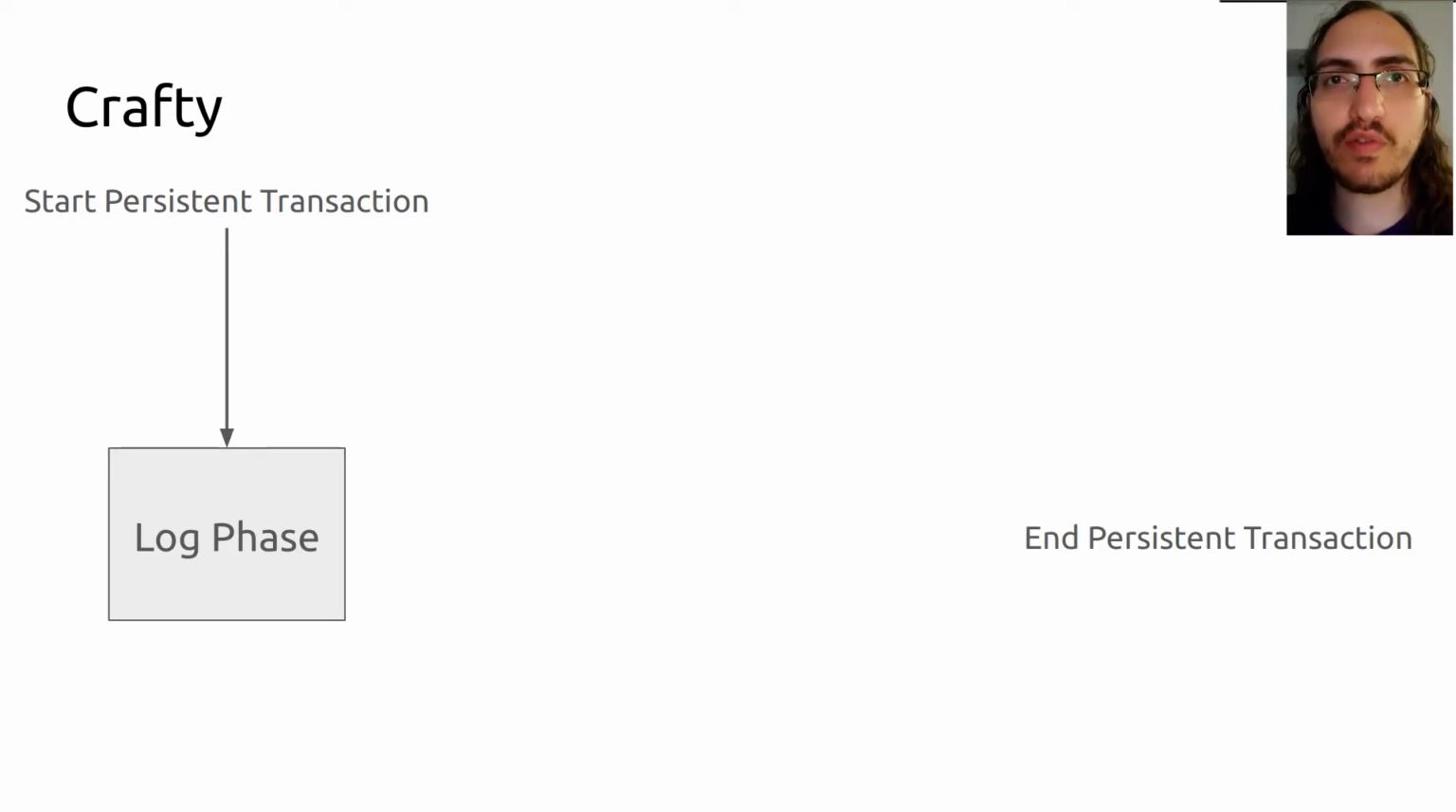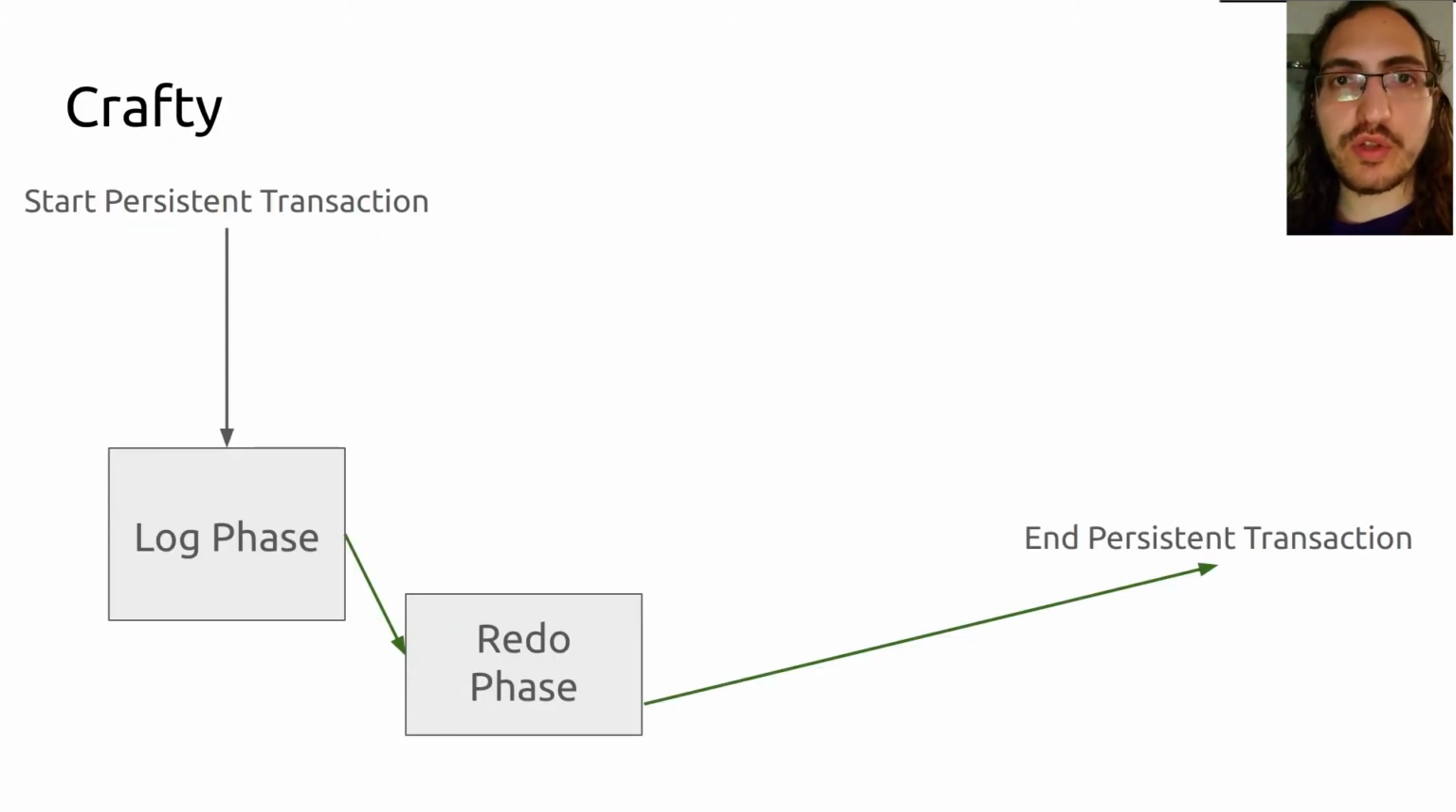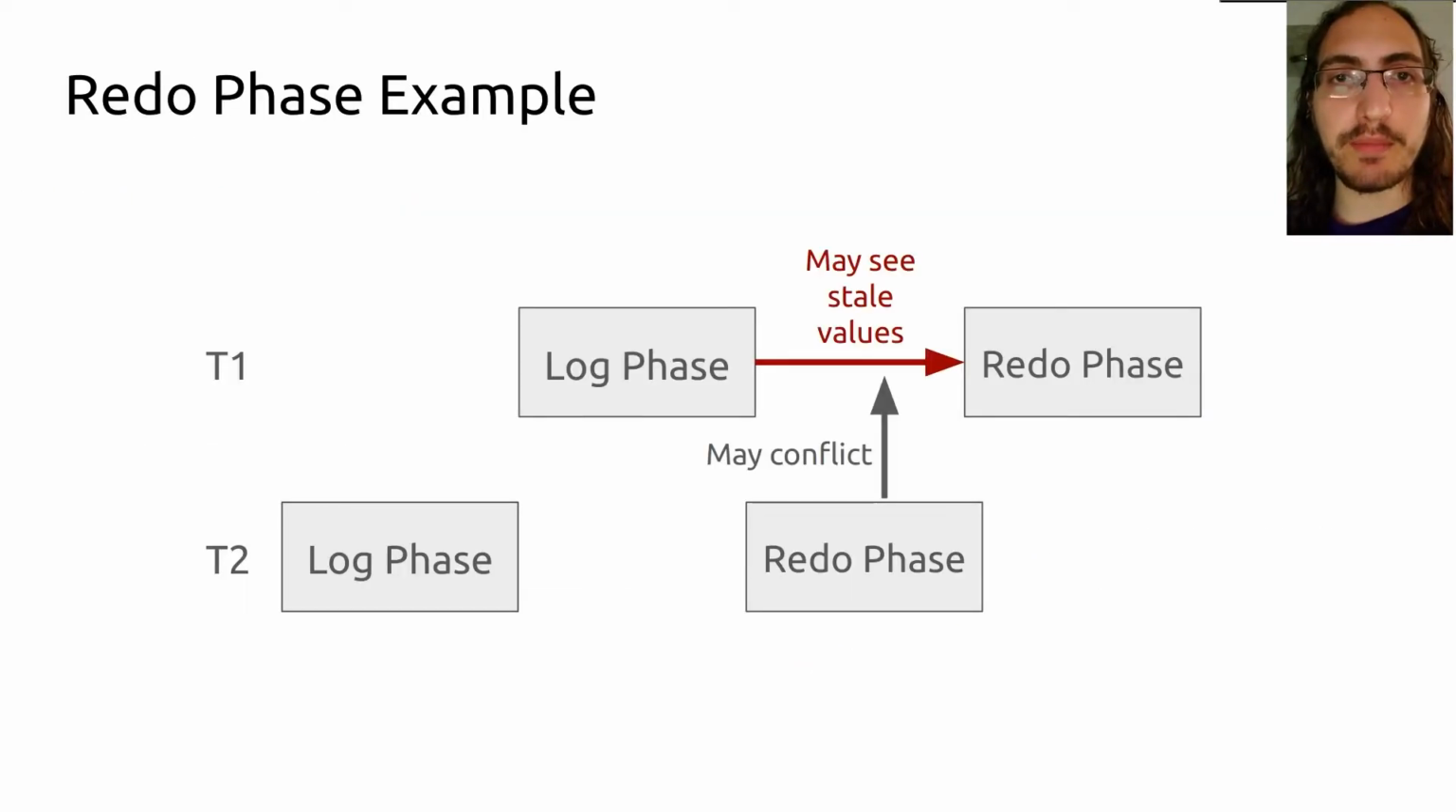Let's start with Crafty's first phase, the log phase. During the log phase, Crafty uses non-destructive undo logging with a small addition. During the rollback, it creates redo logs in volatile memory. Next, Crafty takes these redo logs and enters a redo phase, in which it applies the redo logs within a hardware transaction. One problem here is that the undo and redo phases are executed within separate hardware transactions, which can cause issues with concurrency. To understand that, let's look at the following example.